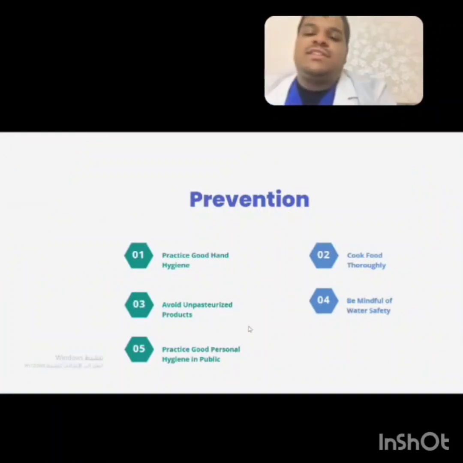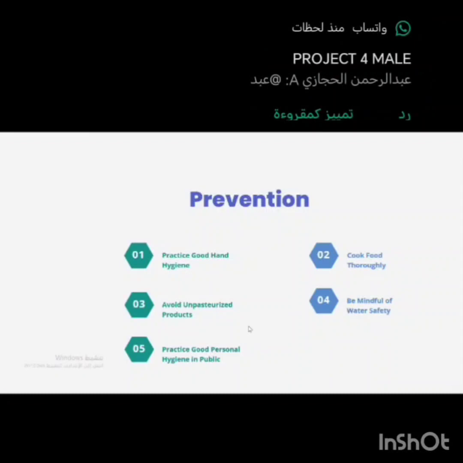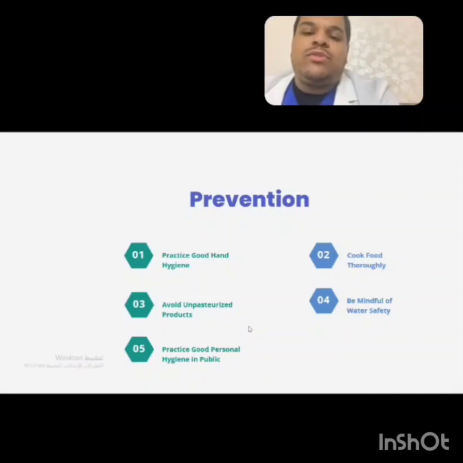Prevention of the E. coli infection. First, practice good hand hygiene: learn how to wash your hands with soap and water before handling food, for example, and use hand sanitizer with at least 60% alcohol content. The second one is to cook food thoroughly: cook meat, especially ground beef, properly, intended to kill any potential bacteria. Third is to avoid unpasteurized products.